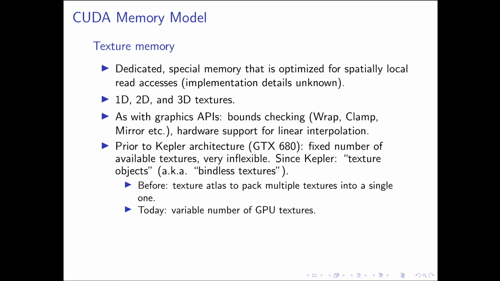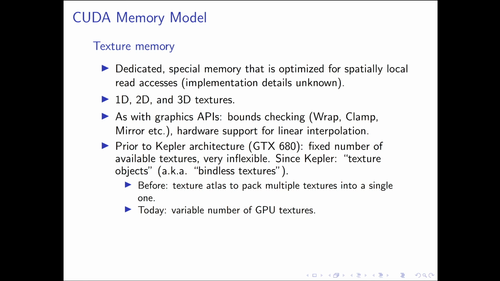One thing that is quite interesting is that texture memory up to the Kepler architecture, which was around 2012, 2013, only had a constant number of textures that you could actually have with the CUDA API, and this constant number was proportional to the number of texture units that the architecture exposed. Since the Kepler architecture, there's an extension called bindless textures, which also became available with graphics APIs such as OpenGL or DirectX. The bindless texture extension allows us to have as many textures as we want.